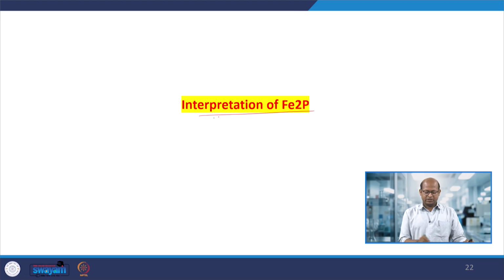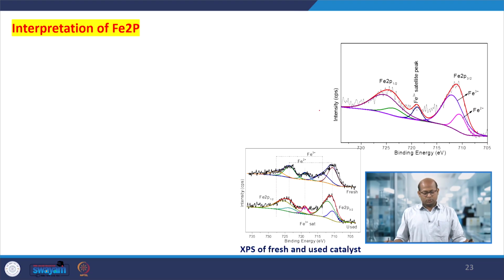Next is the interpretation of iron 2p. So iron 2p also has a specific range of binding energy, and here we have split it from the surface spectra. So here 705 to 740, I think, so within that 735 range we have considered. In the case of iron, we can also get iron 2p 3/2. This is the main survey spectra, and then we deconvolute it.